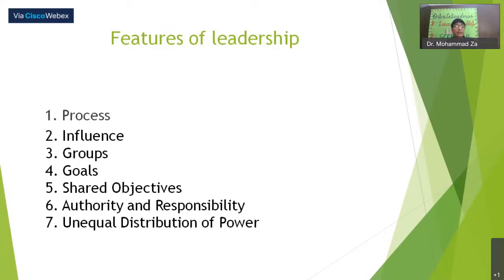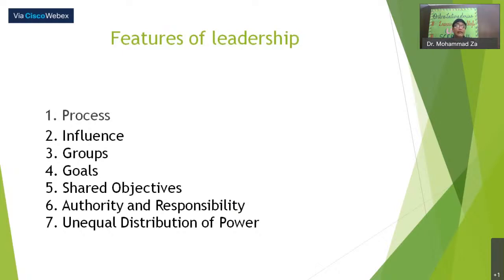Now, the second important word is influence. A teacher also exercises influence over his or her students. Why does he want to influence? In order to bring about certain desired changes in behavior in terms of new knowledge, understanding, new beliefs, attitudes, and values. So the leader's role is also to influence.